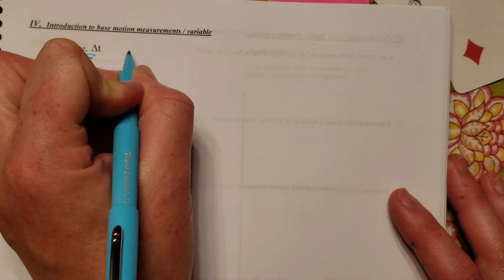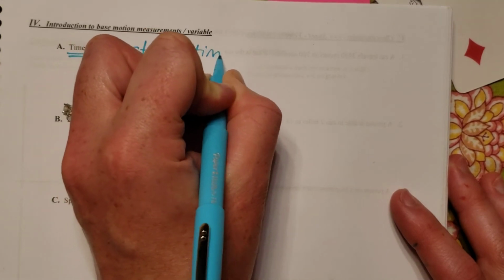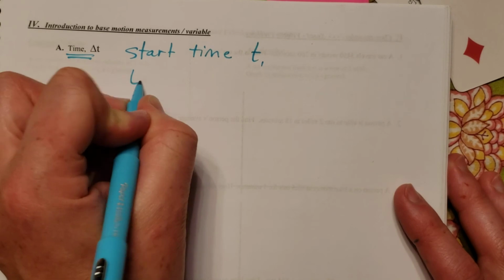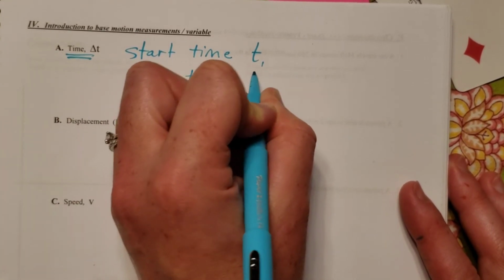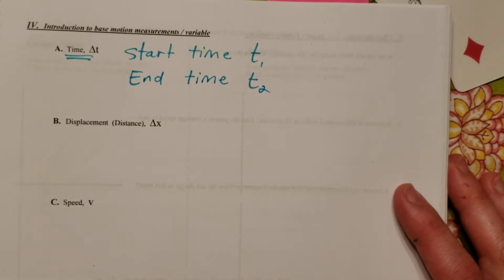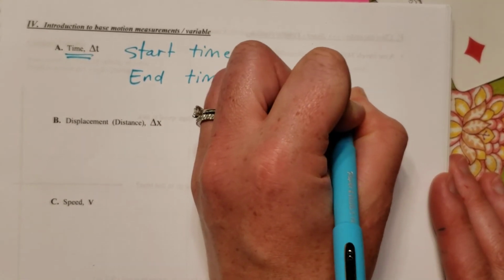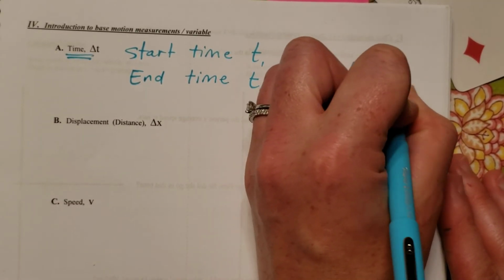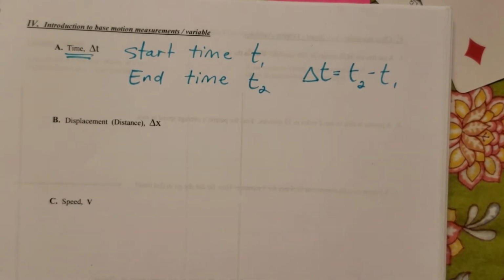So you're going to have some type of start time, and that's T1. And then you're going to have some type of end time. Ooh, this is pretty easy. And that's T2. And to find the change in anything, any value you're talking about, you always go the second one minus the initial one. So T2 minus T1 gets us those time values.